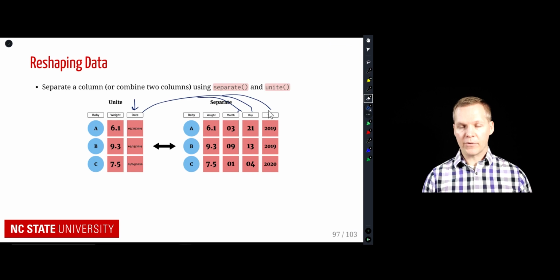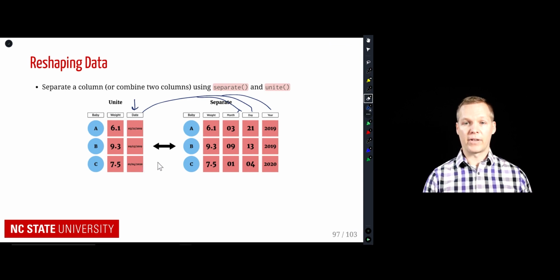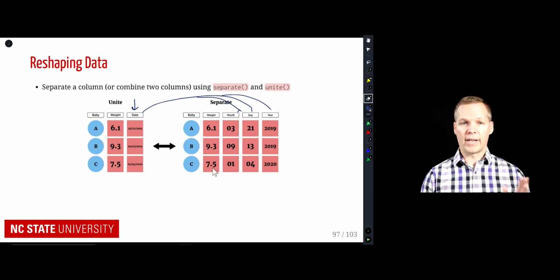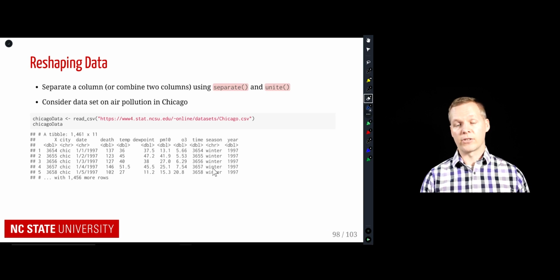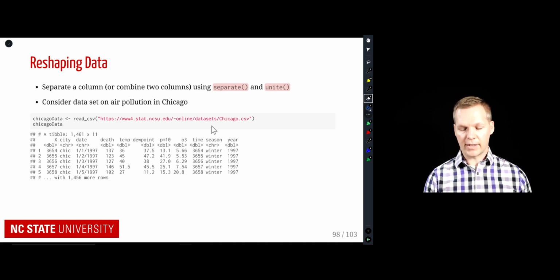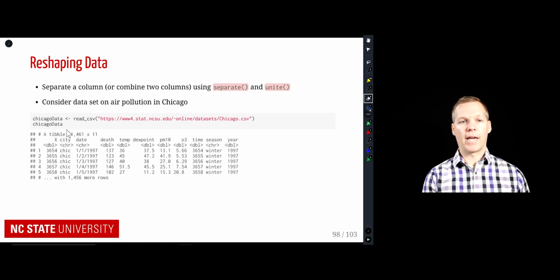So if I want to separate, I can separate this thing into these three variables here. On the other hand, if I have three variables that I want to combine together, I can unite them by going the other way. So again, we have functions that are complementary of each other. So let's see how to use those. We're going to read in a data set called chicago.csv, again available on the web. We'll use read_csv, and we'll have a new object called chicago_data.